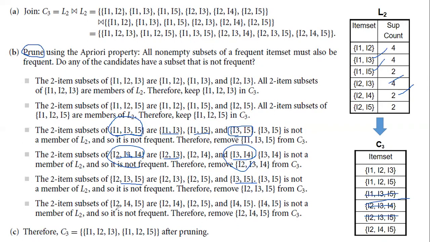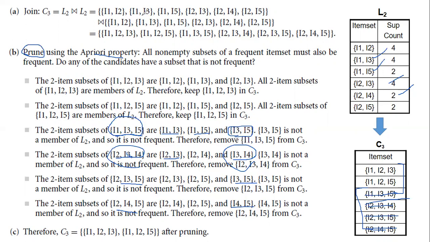So in this case, I2, I4, I5: I4, I5 is not there in this L2. It is not frequent. Then obviously this superset will also be infrequent, so we remove this. Using the a priori property, we have pruned out the infrequent item sets. So the candidate 3, that means 3 item set, will be I1, I2, I3 and I1, I2, I5.